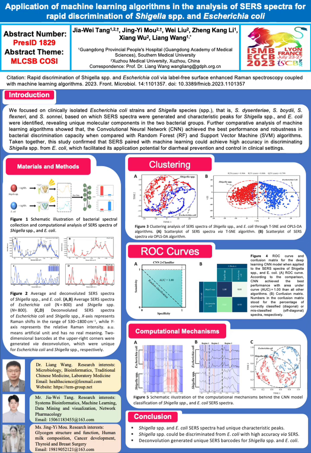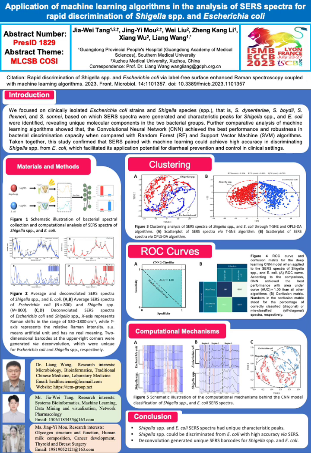Taken together, this study confirmed that SERS paired with machine learning could achieve high accuracy in discriminating Shigella species from E. coli, which facilitated its application potential for diarrhea prevention and control in clinical settings. For graphical summary of the study, please refer to Figure 1. In particular, I'm going to introduce the study by dividing it into two sections.